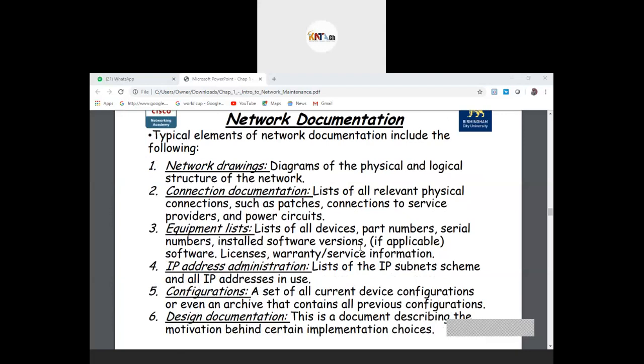Now, you need to administer IP address documentation. You need to list all the IP subnet scheme and all IP addresses in use. This is very, very important. The subnet schemes and the addresses in use, so that anybody who comes into your network, or you as a network maintenance expert or a network administrator, can always know what you are working with. When there's a problem and you need to work on it, you know that you have the right information to work with.